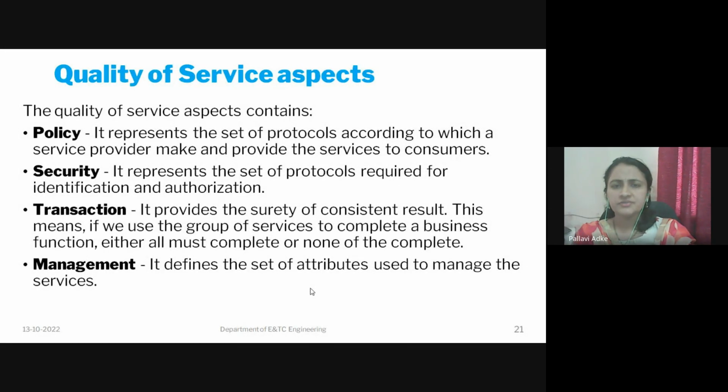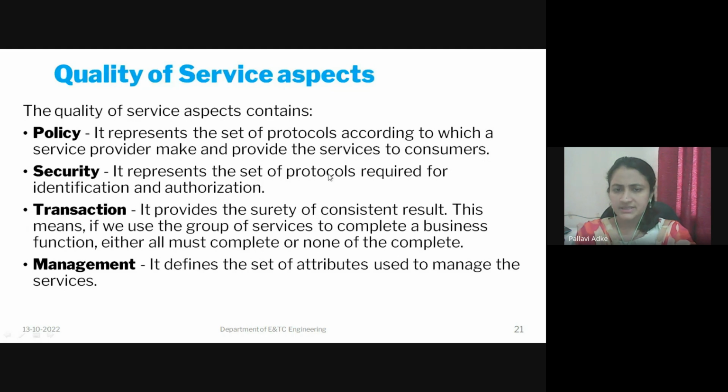Then quality of service aspects. Whenever we are doing business, we have to follow some protocols and maintain the quality of our products. So we have to define some policies beforehand, and then follow those policies. What is a policy? It represents a set of protocols according to which the service provider makes and provides the services to the consumer. Some policies will be there, like the parcel will be delivered in 8 days, or the next day, or on the same day. They have to follow those policies.